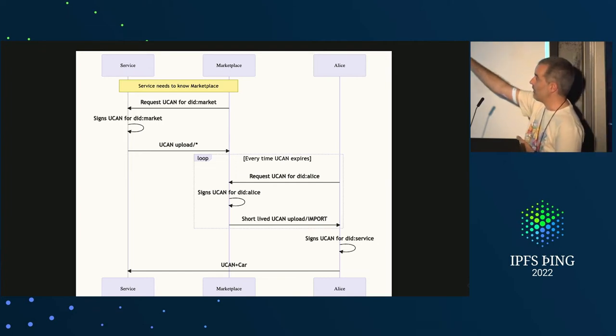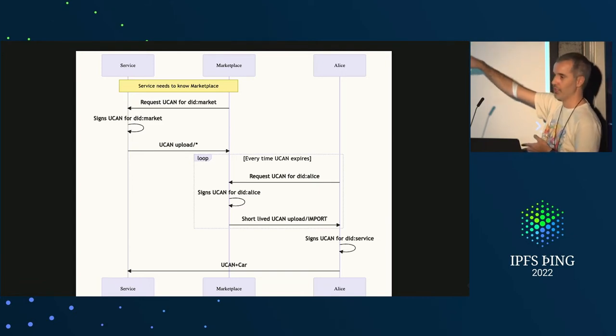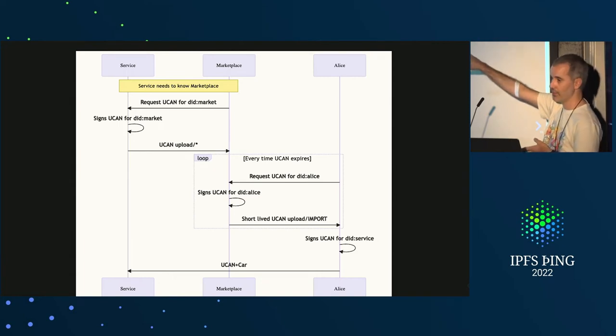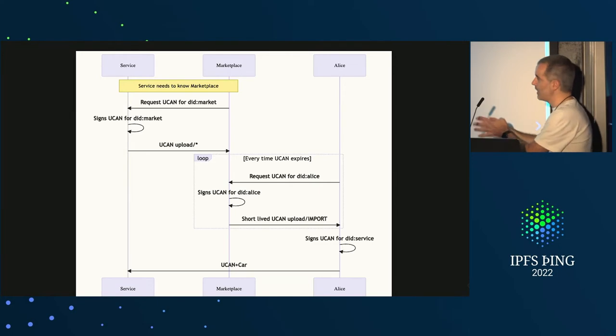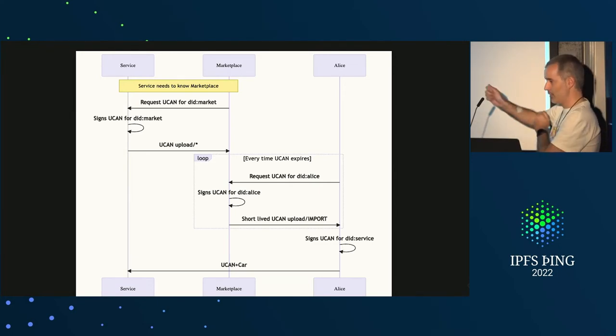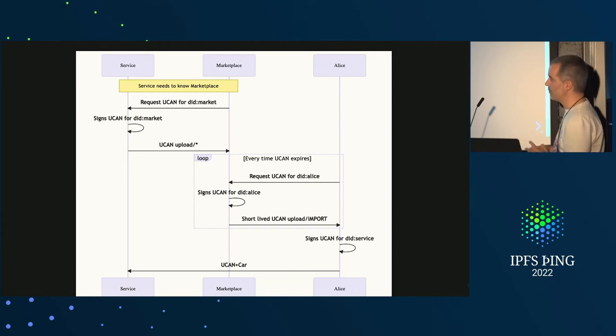And we know about it. That yellow thing there is about the marketplace having an account with us. Alice doesn't; Alice has an account with the marketplace. So the marketplace starts the process by informing us about their own DID. We sign a UCAN for them, and we give them the actual UCAN, so they can do whatever. It's the wildcard thing, so they can do all of the things under the upload namespace.